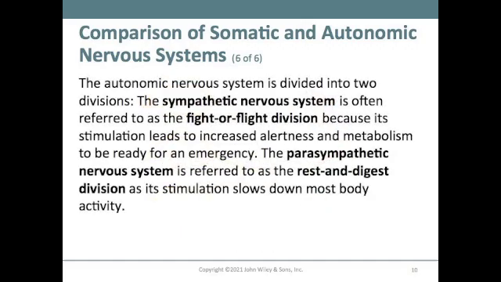That's exactly what I was saying. So the comparison of the two nervous systems: the autonomic nervous system is divided into two divisions. The sympathetic nervous system is often referred to as the fight or flight division because its stimulation leads to increased alertness and metabolism to be ready for an emergency.